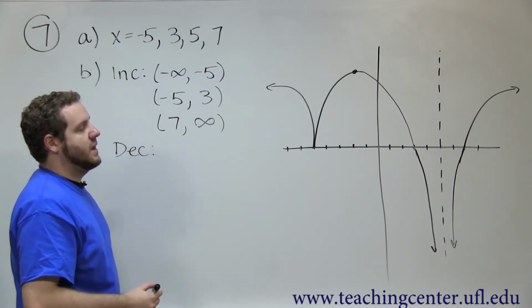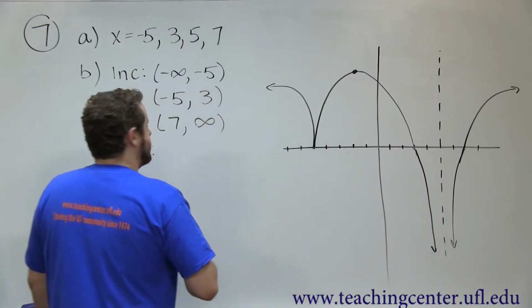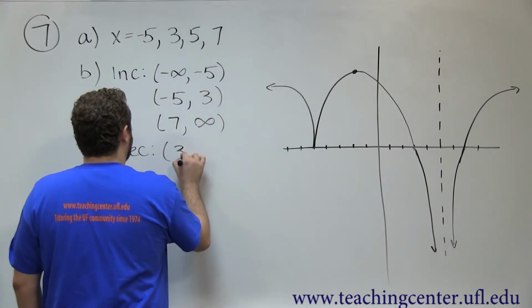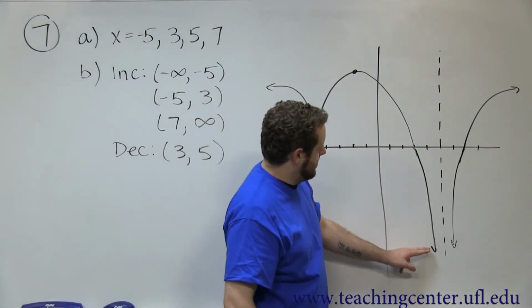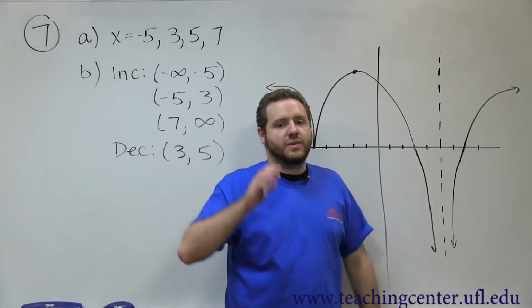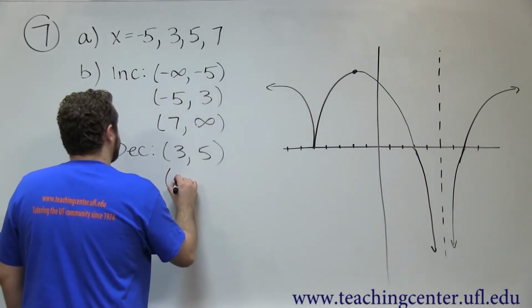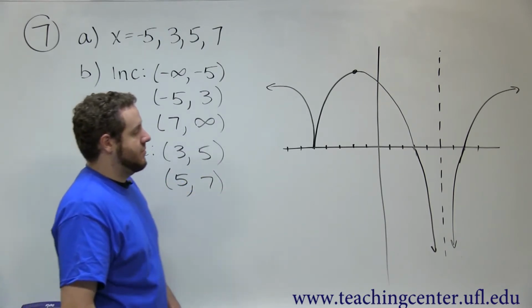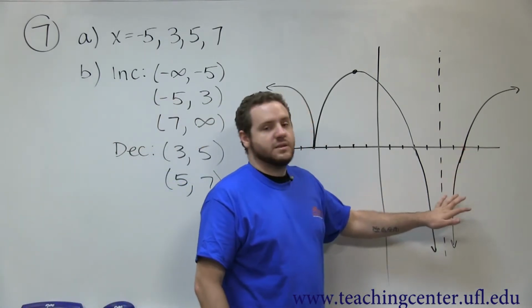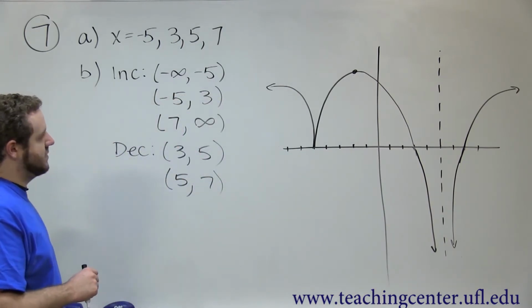Decreasing then is obviously the opposite. When is this graph negative? When is it below the x-axis? Well, it's negative from 3 to 5 because it's negative down here. We can't really say it's negative at 5 because it's undefined. And then similarly, it's decreasing from 5 to 7 because our derivative is negative there. It's below the x-axis there too, so that's where it's decreasing. So those are our intervals of increase and decrease.